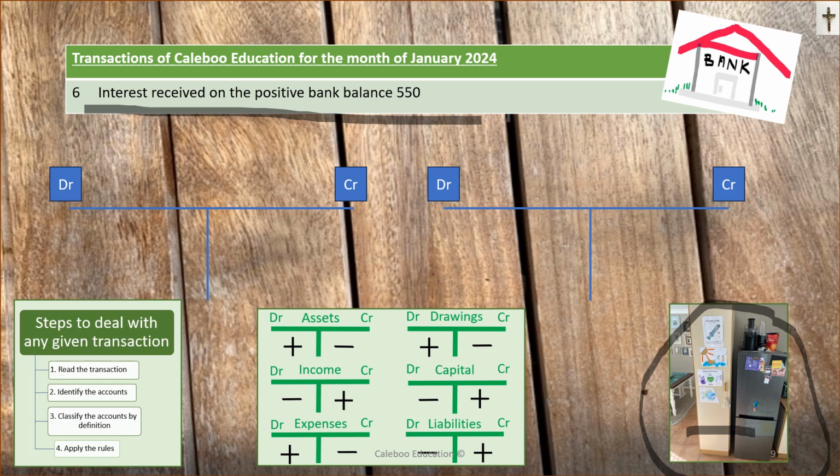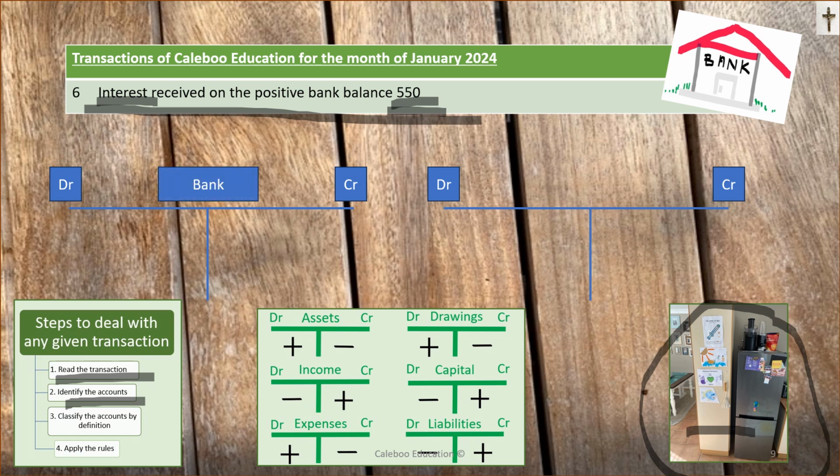Interest received on the positive bank balance, 550. So what happened here was we have a positive bank balance. We are earning interest, and 550 interest is earned. We've read the transaction. We identify the accounts. What will happen with the interest that we've earned? Where is it going to be put? It will be put into our business bank account. And what did we earn? We earned interest on current account.